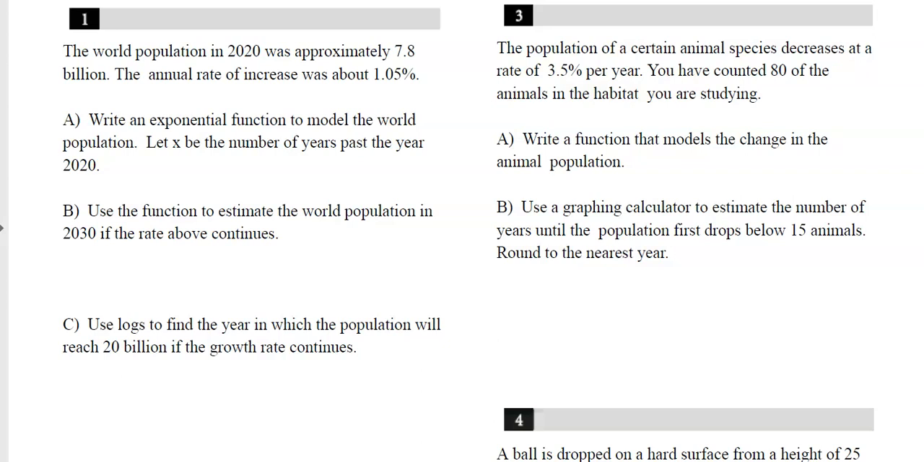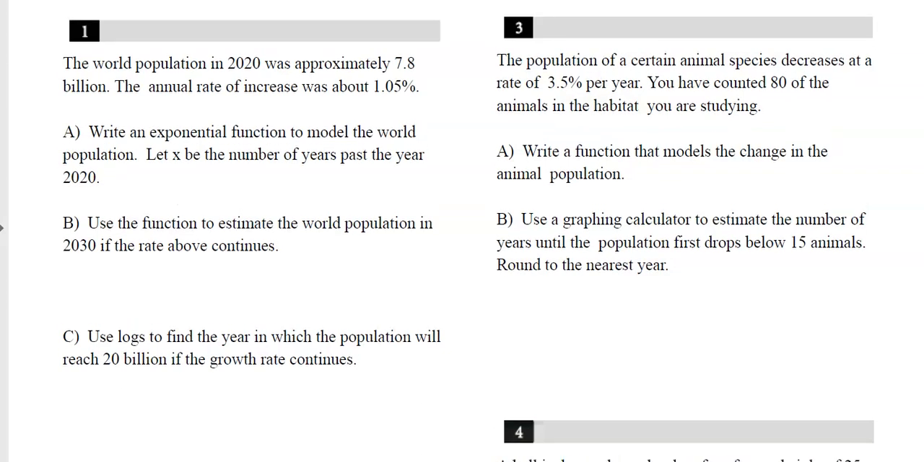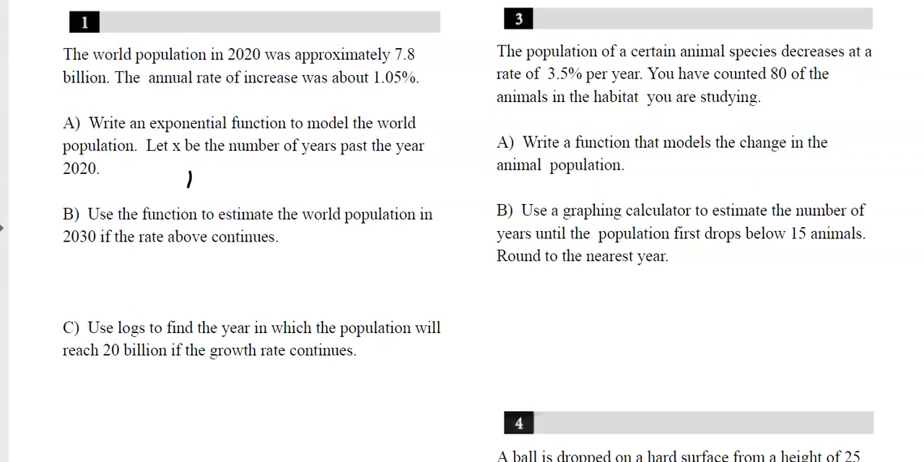So population in 2020 was approximately 7.8 billion. So that's our initial amount. That's our starting amount. The annual rate of increase was about 1.05% worldwide. So write an exponential function to model the population. So the population is, we got y equals, now we put our initial amount, so 7.8. I'm not going to write out all the numbers for billion.